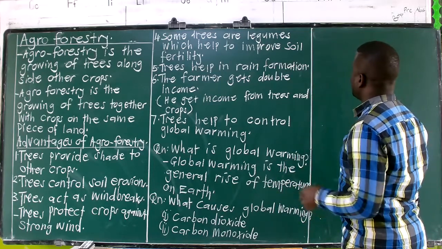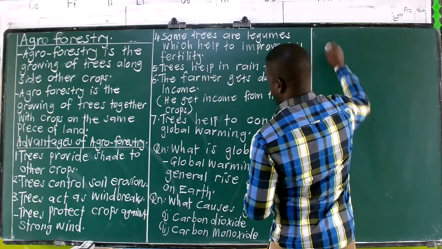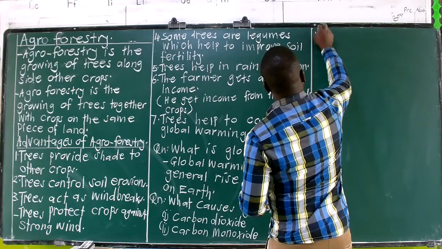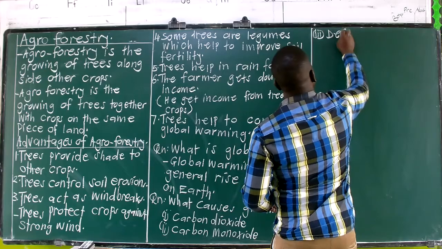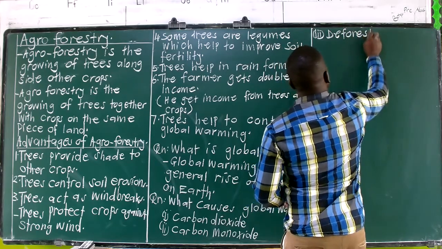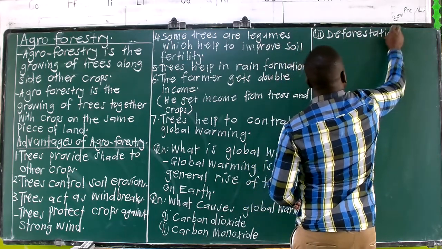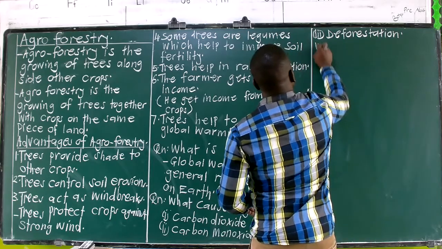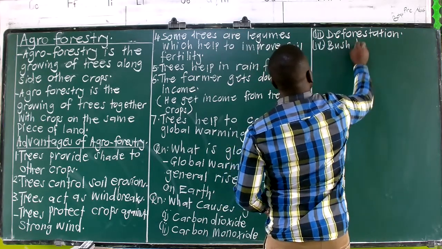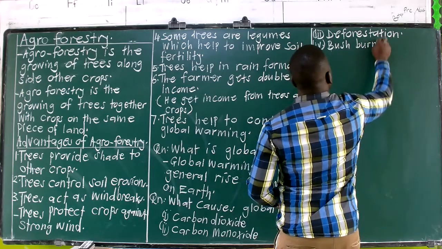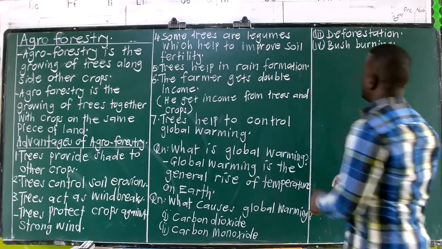So we looked at causes of global warming. You can generally say the cutting down of trees. You can also add deforestation. Deforestation can cause global warming. You can also say bush burning. Bush burning can cause global warming.